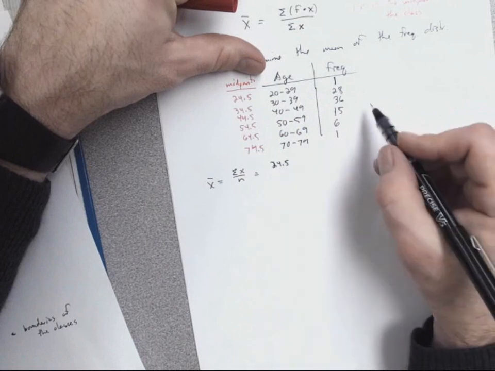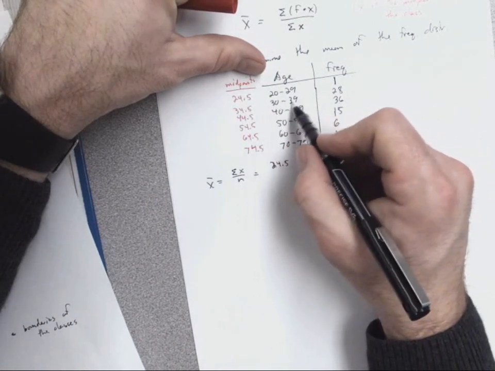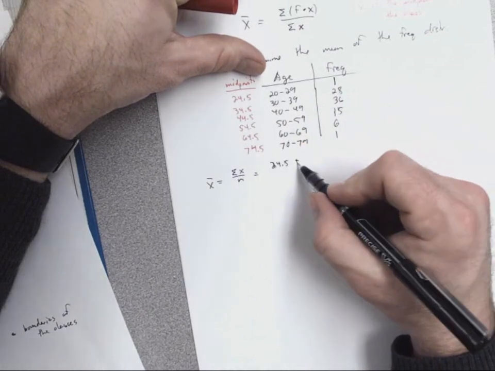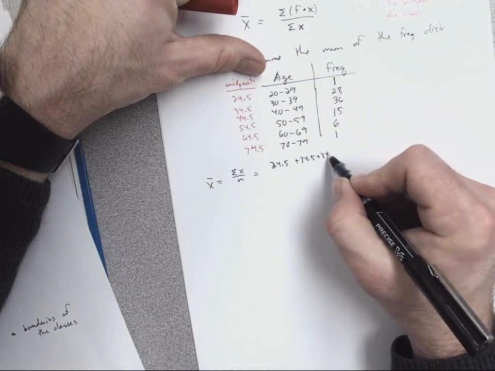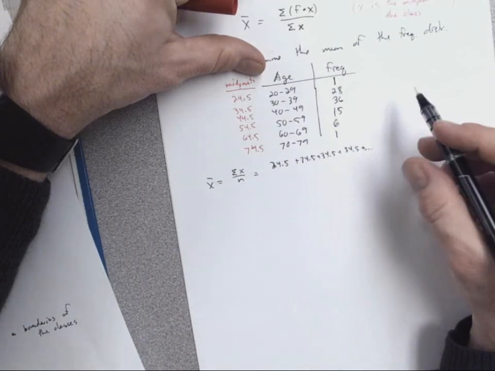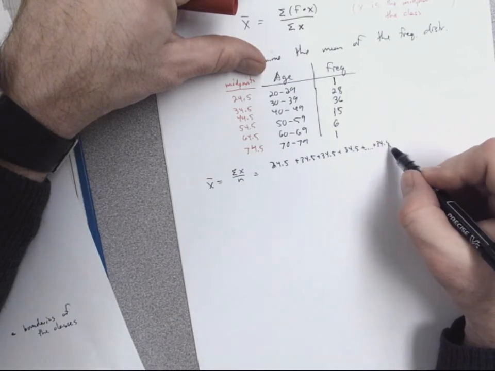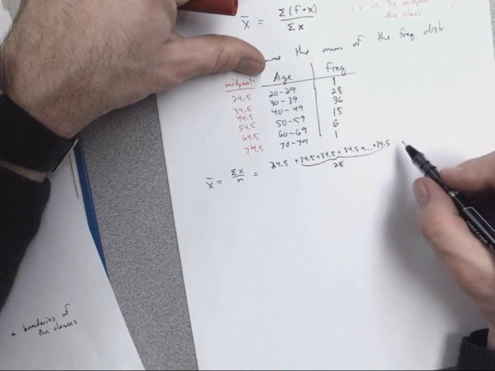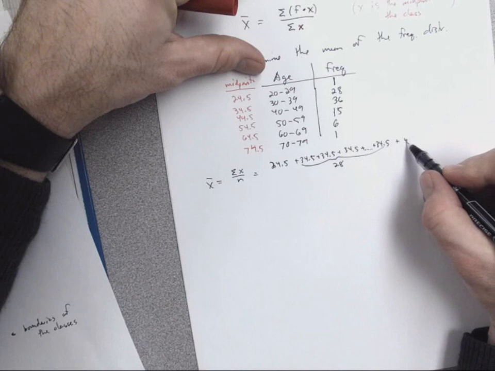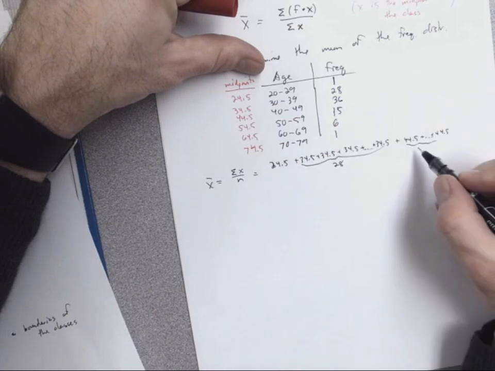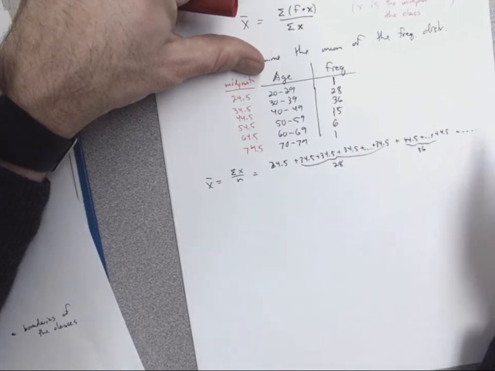So there's one 24.5. The question is how many 34.5s are there? Because remember, I don't know their numbers, so how many of these are there? Well, there's 28 of those, so plus 34.5, plus 34.5, plus 34.5. I'm not writing 28 of them, right? But I know that there are 28 of these. Plus, you're going to have that 44.5 plus, and there are going to be 36 of those, plus, and so on, right?